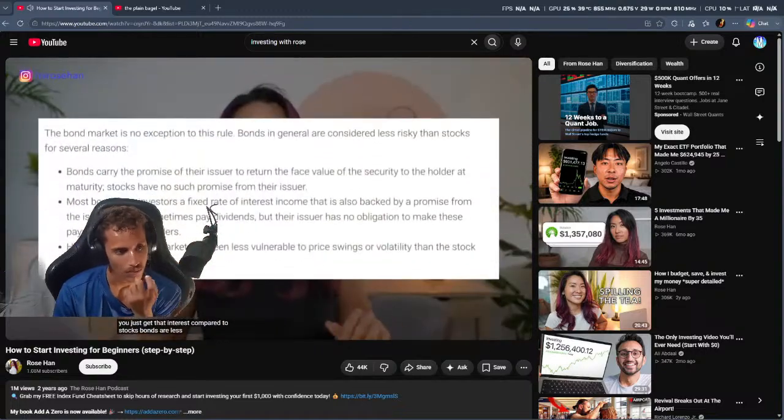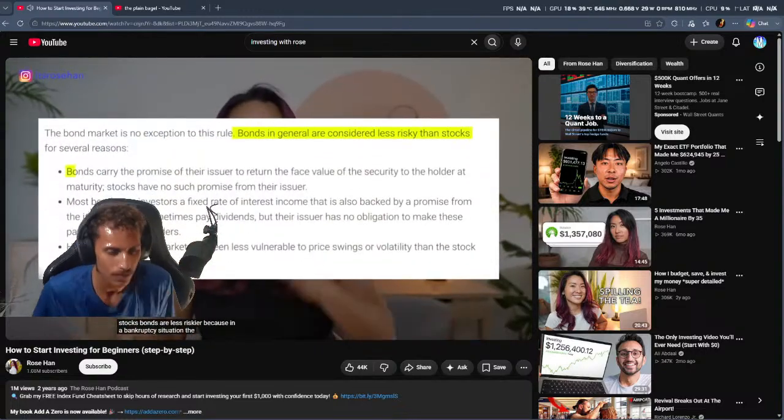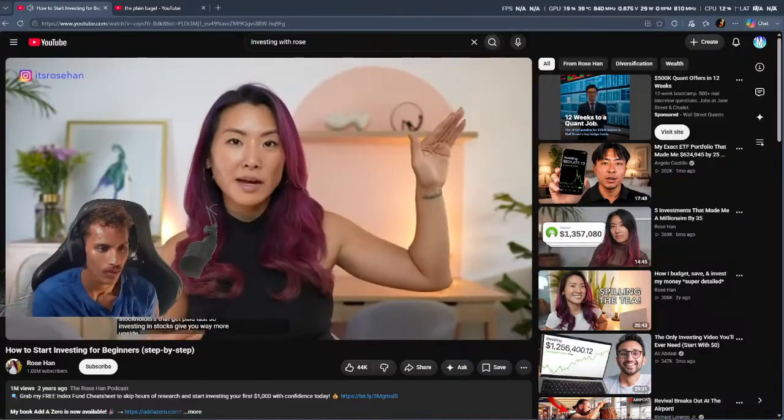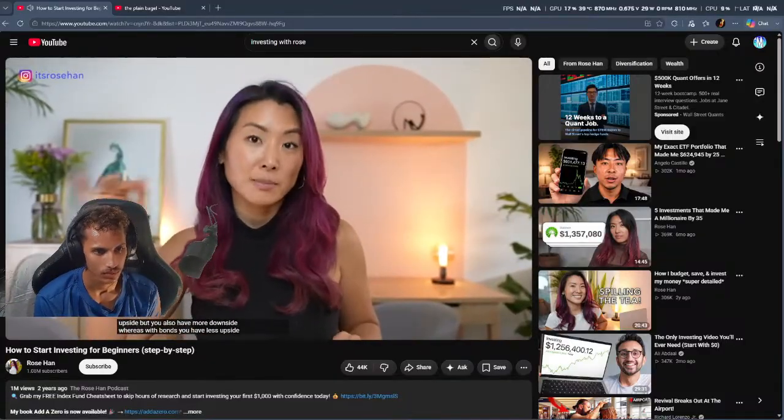Compared to stocks, bonds are less risky because in a bankruptcy situation, the bondholders always get their money back first, and if there's any money left, it's the stockholders that get paid last. So investing in stocks gives you way more upside, but you also have more downside. Whereas with bonds, you have less upside, but you also have less downside.